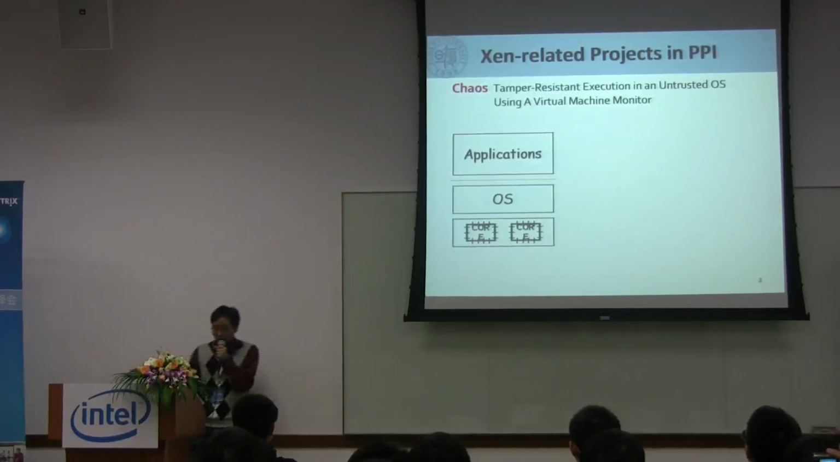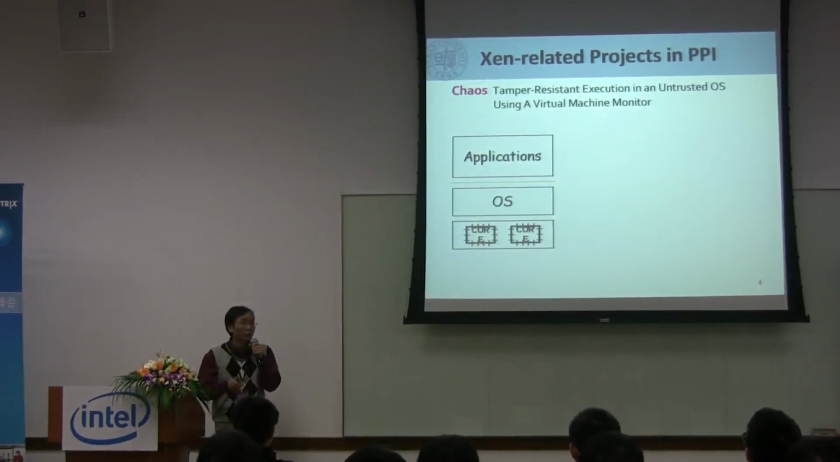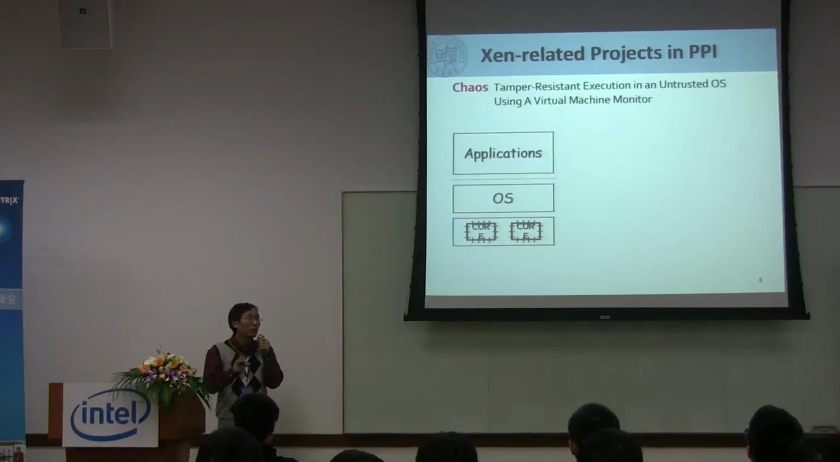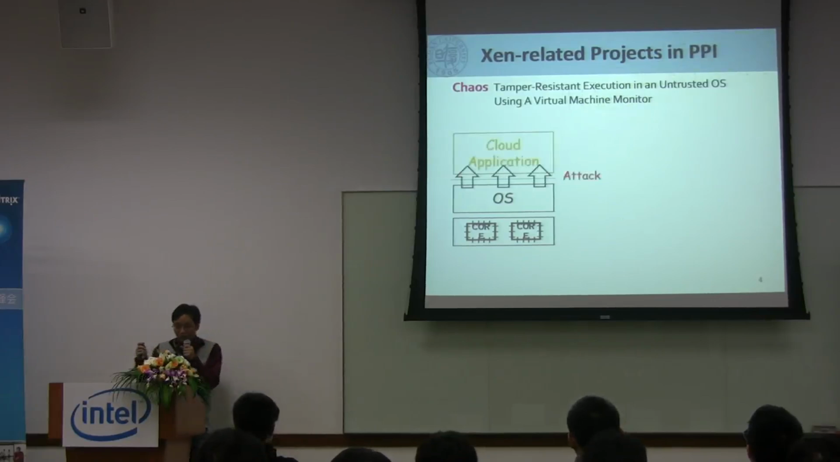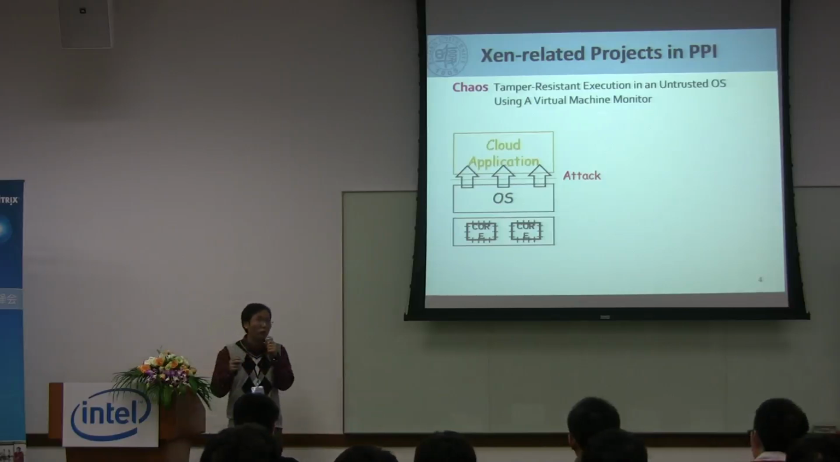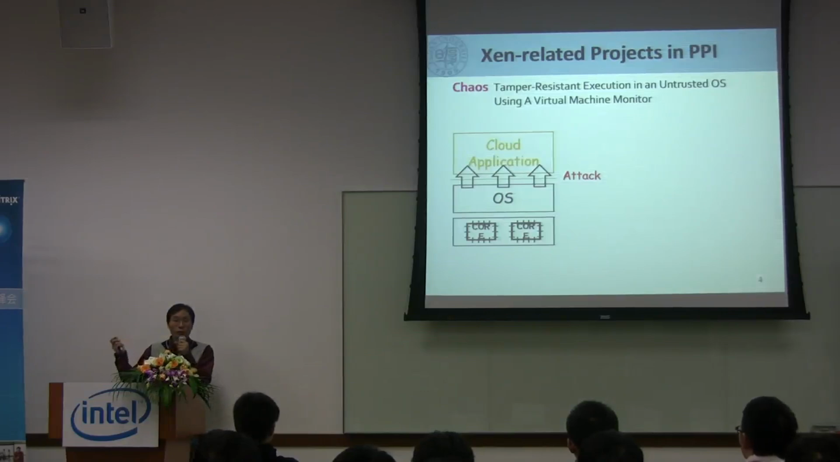Also, we used Xen as a protection means to prevent a compromised operating system from attacking its applications. The virtual machine monitor, like Xen, controls the means by which the operating system can access the memory of the application, to protect the application from the malicious operating system.